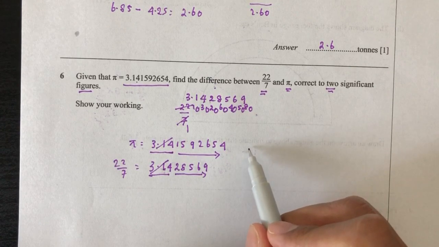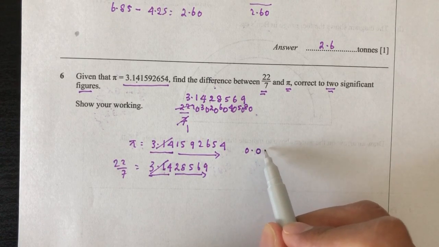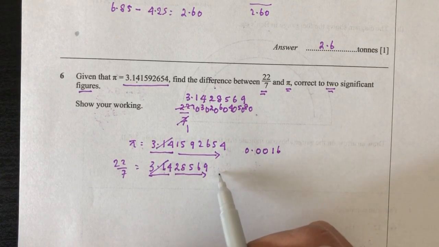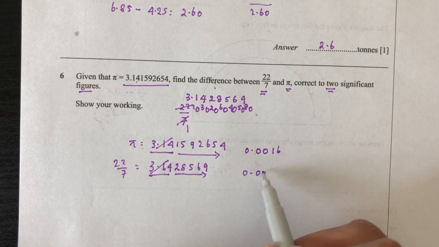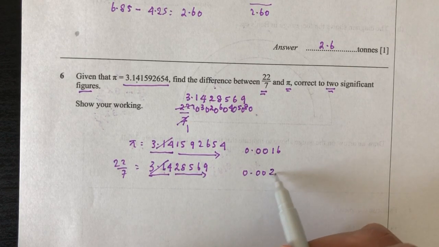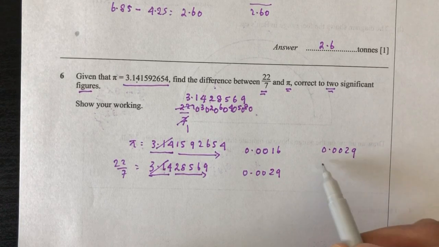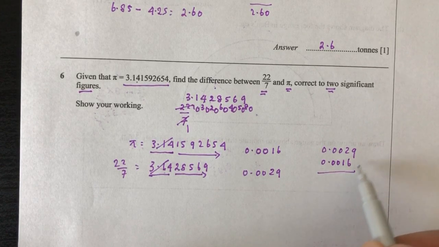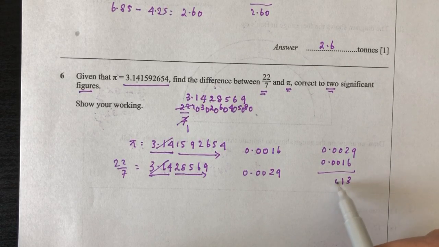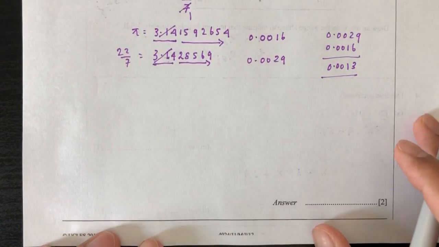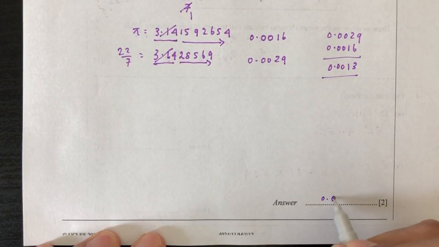So first one will be 0.0016, and this one will be 0.0029. So what is the difference between those two numbers? 0.0029 minus 0.0016 will be 0.0013. So your answer will be 0.0013, correct to 2 significant figures. 0.0013. That will be question number 6.